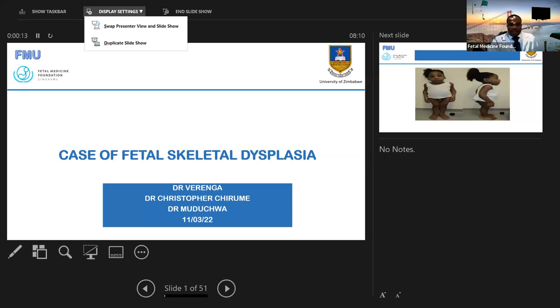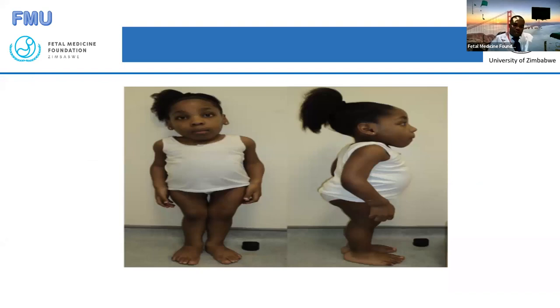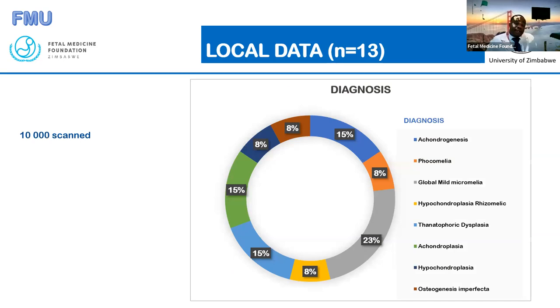So I'm going to present the case of fetal skeletal dysplasia. I hope we've all come across these kind of people, maybe in town or where we live, in the high densities or maybe in low densities, people who are short stature, short limbs, or even have some skeletal deformities. Up to date, at our unit, we've scanned about 10,000 women. And of those 10,000, we've noted 13 of them with skeletal dysplasias. And these are the distribution of the various skeletal dysplasias.